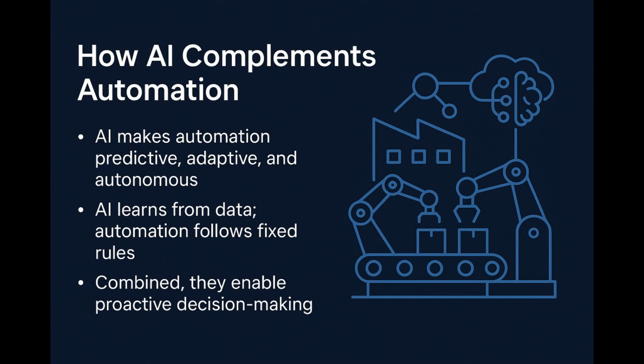Automation and AI are not the same, and that's important. Traditional automation is rule-based. It follows fixed instructions like if X happens, do Y. AI, on the other hand, is data-driven. It recognizes patterns, makes predictions, and improves with feedback. Together, they are powerful. Automation ensures consistency and speed. AI adds flexibility and intelligence. For example, a traditional PLC might trigger an alarm and stop a machine when a fault occurs. But an AI-enhanced system can analyze patterns in vibration, temperature, or pressure to predict that fault hours or even days in advance.